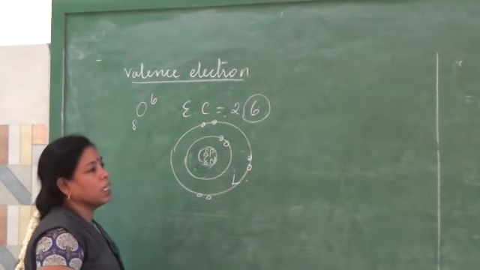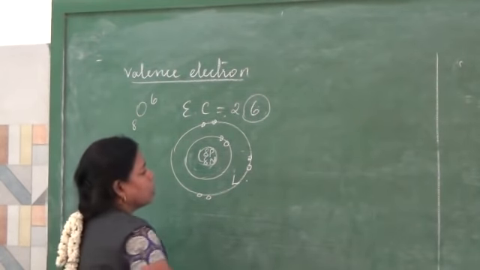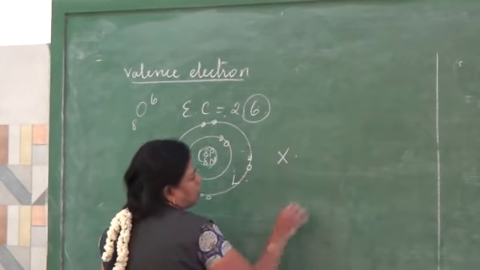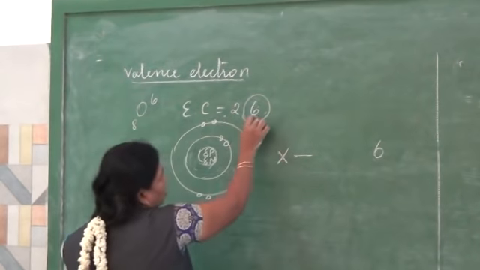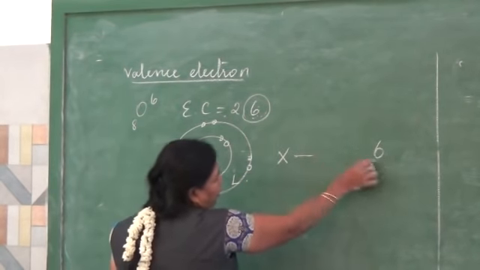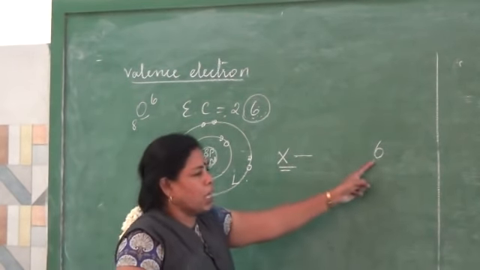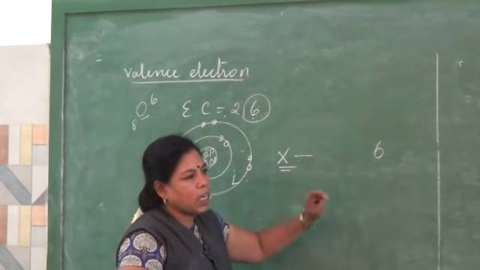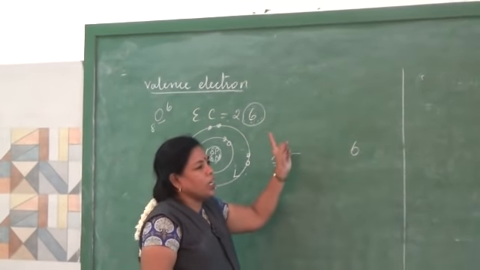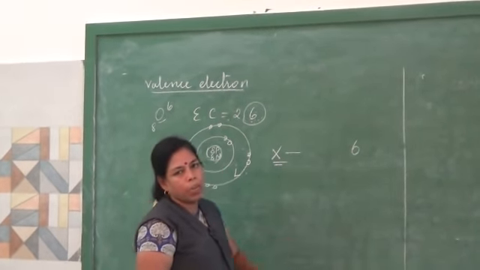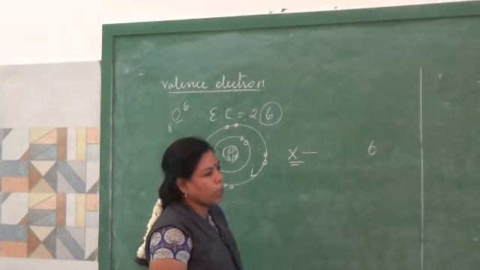The elements which contain the same number of valence electrons will show similar properties. For example, let us consider an element X that also has 6 electrons in its last shell, and oxygen also has 6 electrons in its last shell. So the valence electrons are the same for element X and for oxygen. Both have the same number of valence electrons in the outermost orbit. So the elements which contain the same number of valence electrons in the outermost orbit will have the same chemical property. So these two elements will have the same chemical property.